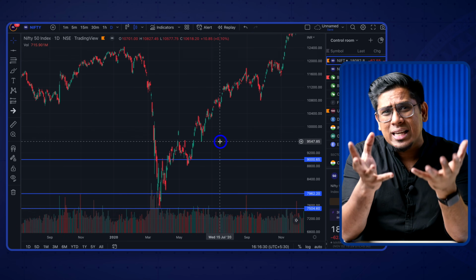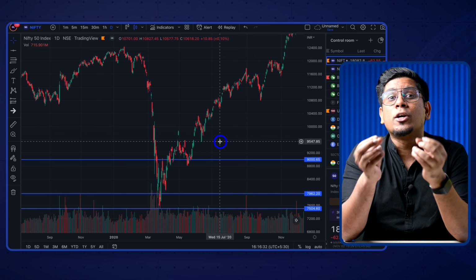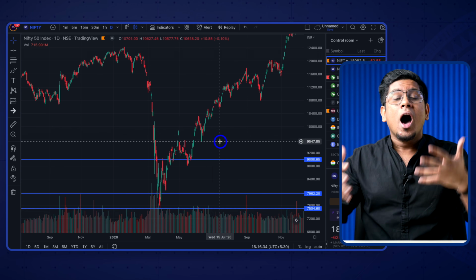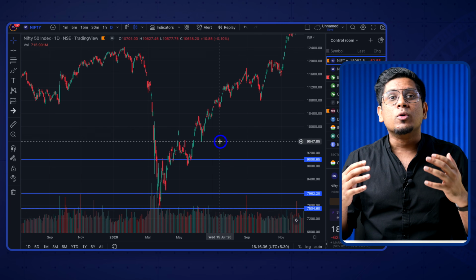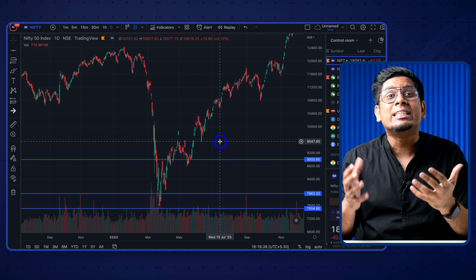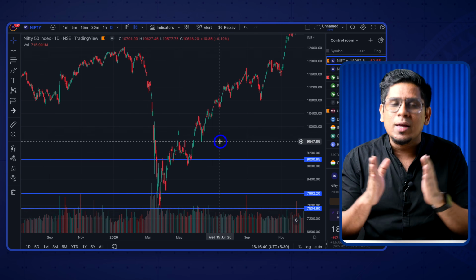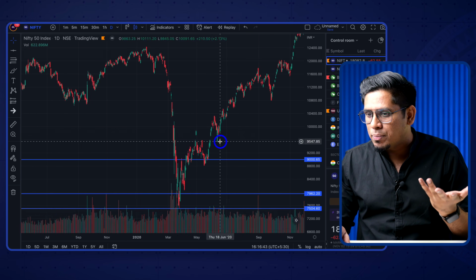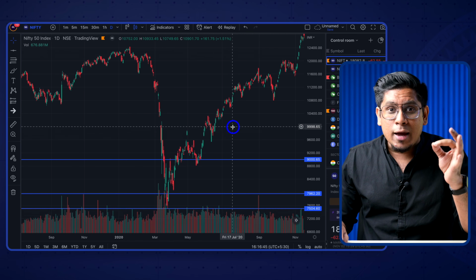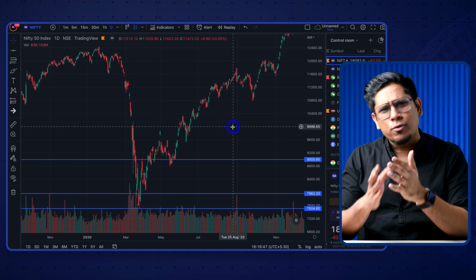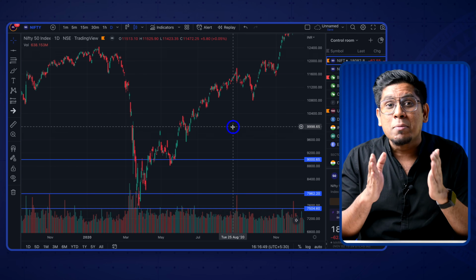These are just a few examples I took, on a daily time frame, and you see how beautifully and how magically they are working. This is the power of support and resistance. Now, this is something that we did on a daily time frame. The same things could be done on a 15-minute time frame or a 5-minute time frame also.